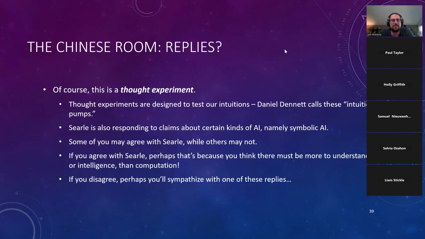This is all thought experiments and stuff, though, right? So there are really no right answers. Some of you are going to agree with Searle. Some of you are going to agree with maybe Turing.